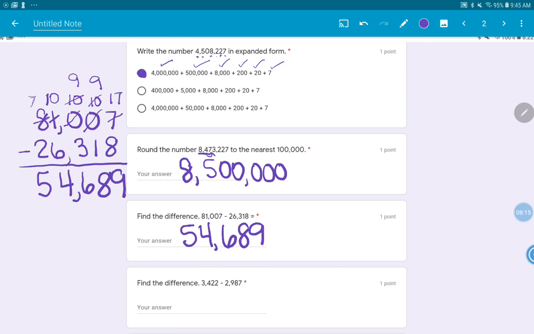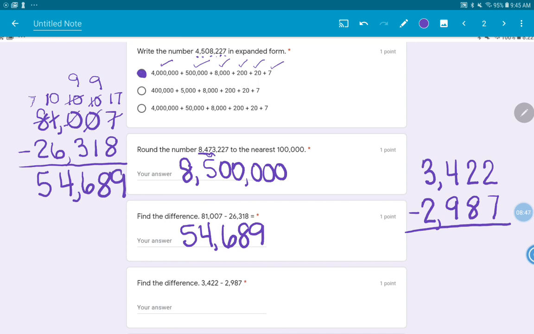Next we have 3,422 minus 2,987. So I'm going to write that problem out. 3,422. I'm going to carefully line up my place values for 2,987. All right. Caden, how am I going to solve?